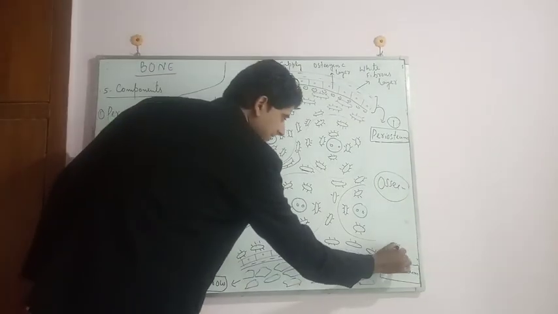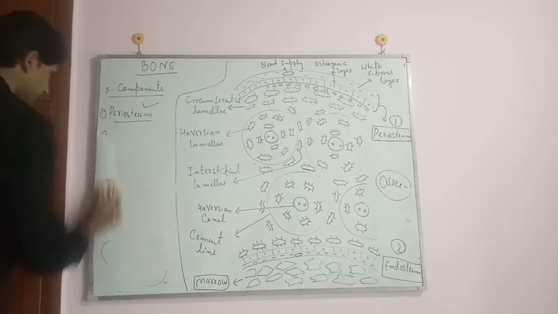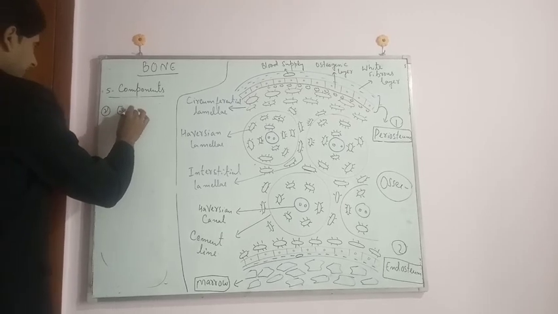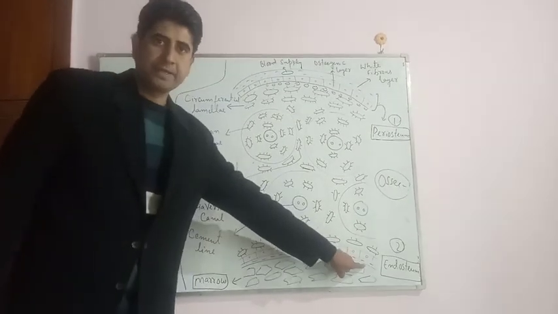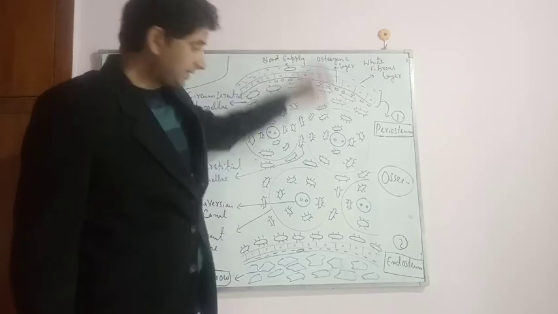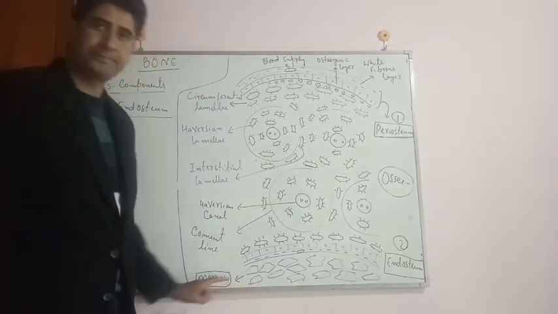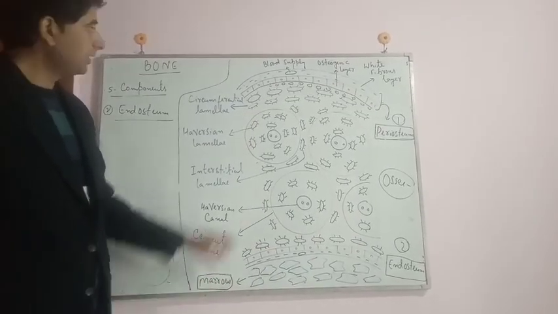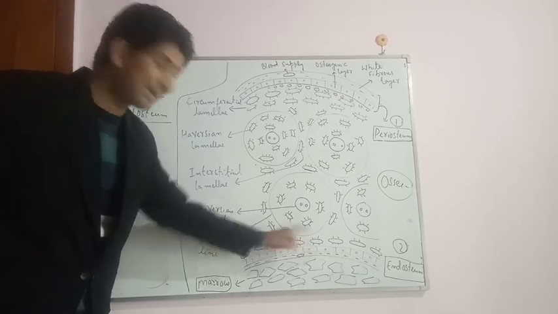Now moving towards the second component of the bone, that is the endosteum. This endosteum is the innermost sheath. Agar periosteum was the outermost sheath, then this is the innermost sheath, innermost cover, which covers around the bone marrow cavity. So that means it forms a covering, while this one, endosteum, forms the lining, and it lines around the bone marrow.